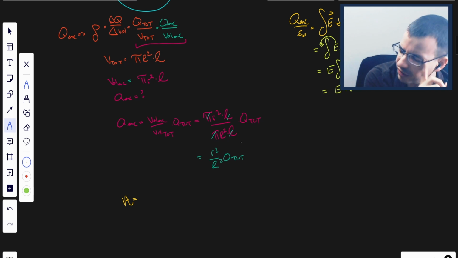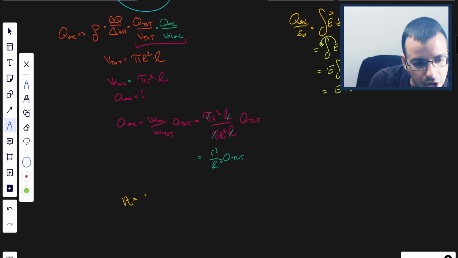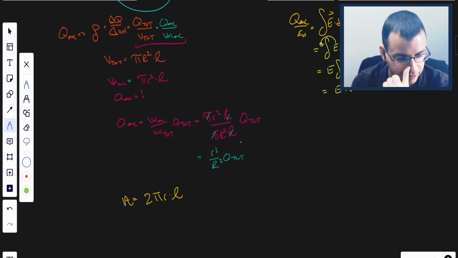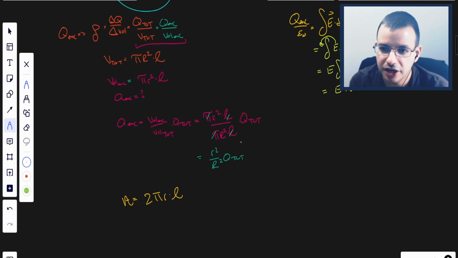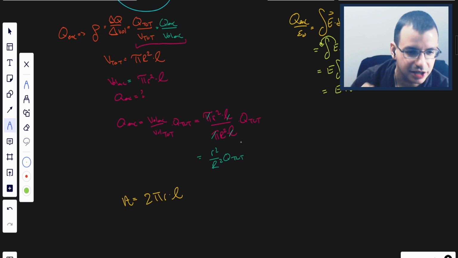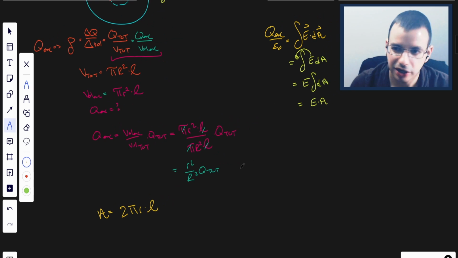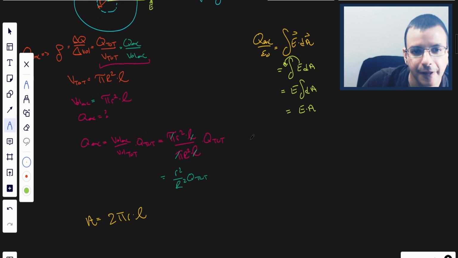The area of our Gaussian surface is just going to be the circumference of the circle, which is 2 pi r. It's going to be small r times length. And you have r, which has dimensions of meters, length, and L, which stands for length, which also has a dimension of length. Therefore, we have area is meter squared. Seems plausible. All right, write everything out.